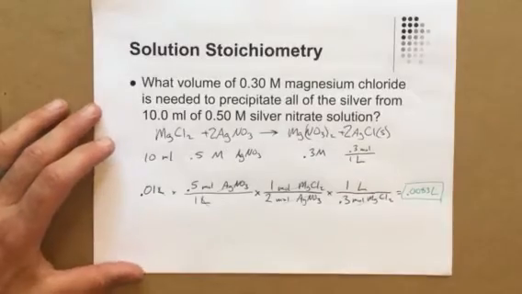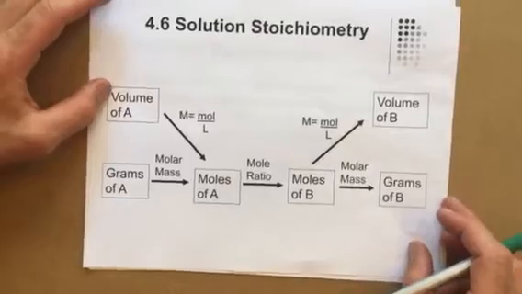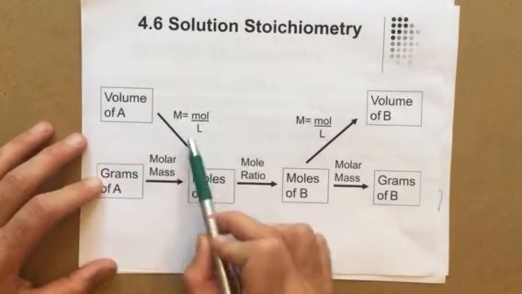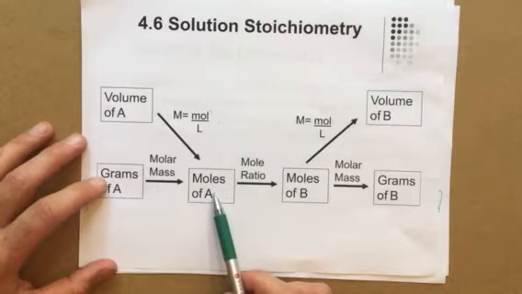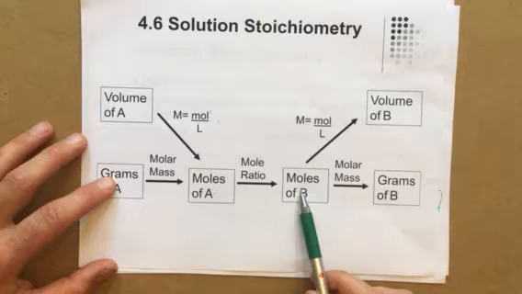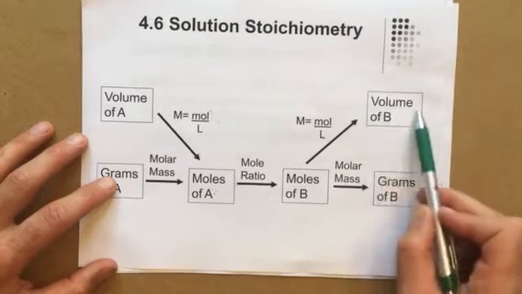Okay. So in this question, what we did was we started with the volume of a solution, and then we used the molarity formula to find out how many moles we had. We used the mole ratio in a balanced equation to go from moles of one thing to moles of another. And then rather than getting the final answer in grams, we came back up here and turned it back into a volume, since that's what the question was asking us.